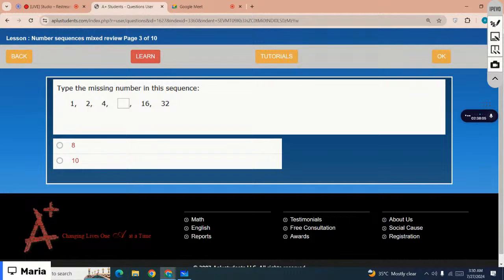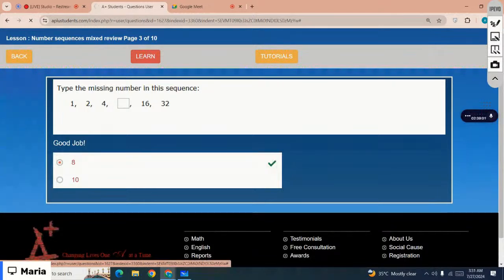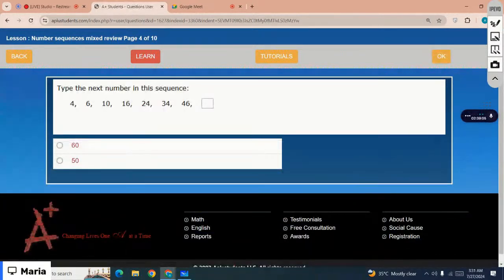Type the missing number in the sequence. So which is the correct option? The correct option is 8. Option number 1 is the correct option. The correct option is 8. Okay, the next one is type the next number in the sequence. So which is the next one?